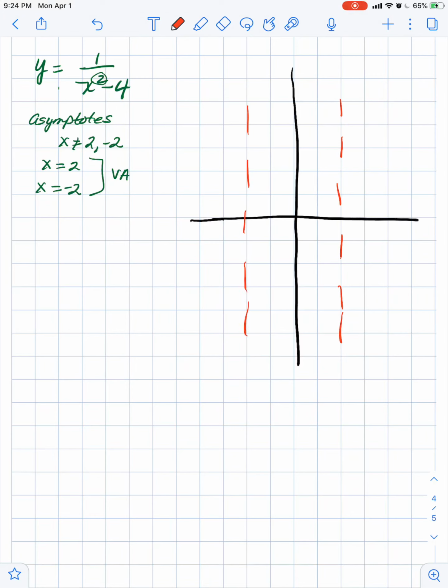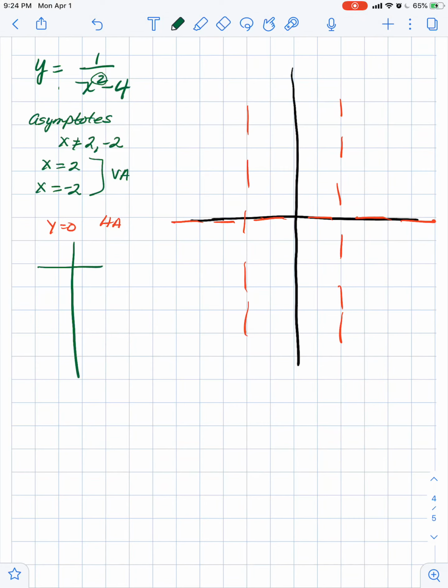Okay? Now, one of the things that it did not change was my horizontal asymptote, and it's still going to be at y equals 0. And we can talk about that and show you that as we continue. So we're going to go ahead, just like what we did before, and we're just going to make a quick t-table.